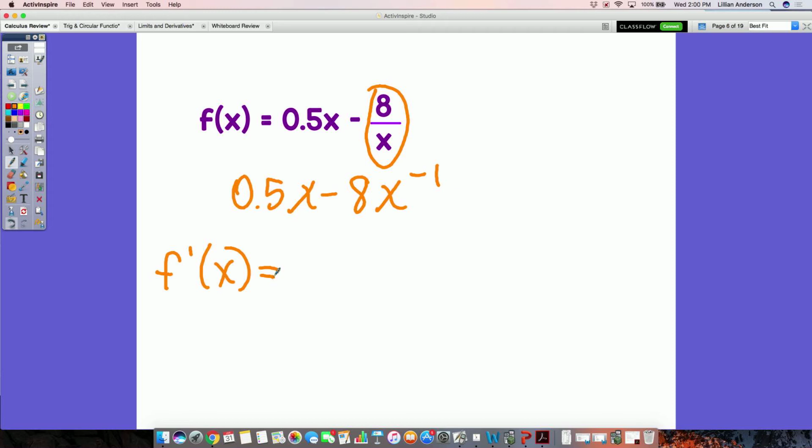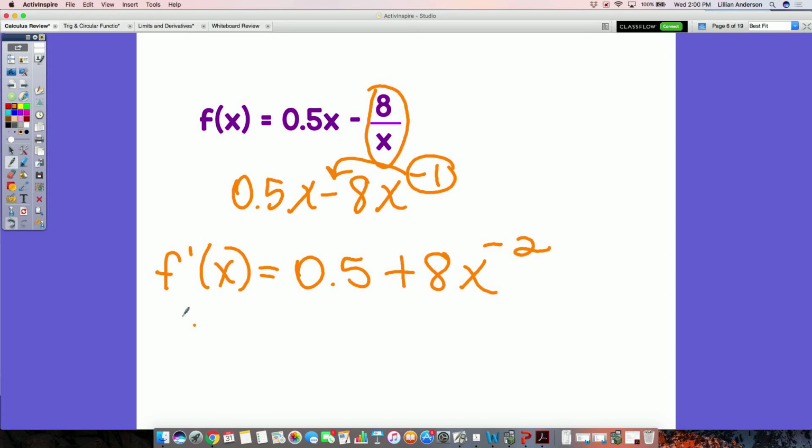What's the derivative of 0.5x? 0.5. Okay? And then for this one, since it's a -1, we can bring it to the front. When we bring it to the front, -1 and -8 turn into a what? A +8. And then we subtract 1 from the exponent to turn it into a what? A -2. We don't want to leave that exponent as a negative. How do we turn it to a positive? Bring it to the bottom.